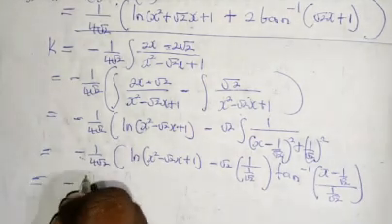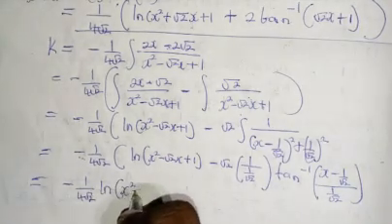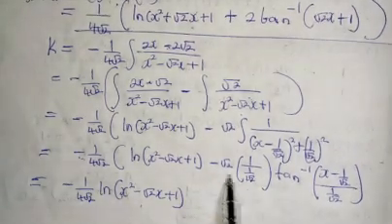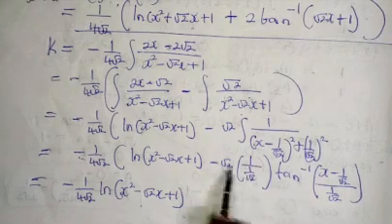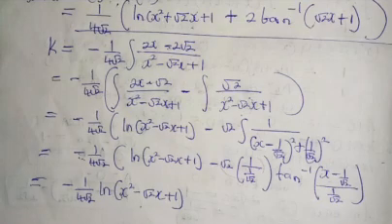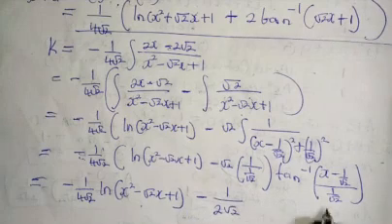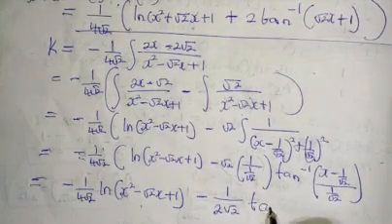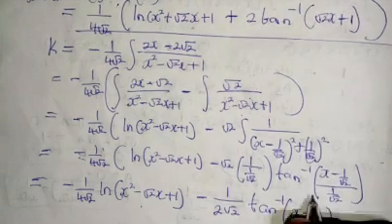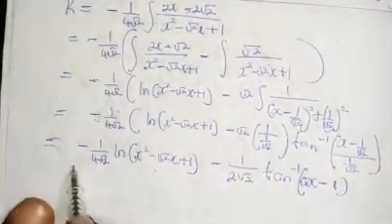This is going to give us minus 1 over 4 root 2, the natural log of x squared minus root 2x plus 1. So here now, when you solve for this, it is going to give us 2. So minus 1 over 4 root 2 multiplied by 2 is going to give us minus 1 over 2 root 2. So we have tan inverse of root 2x minus 1. So we have solved for this finish.